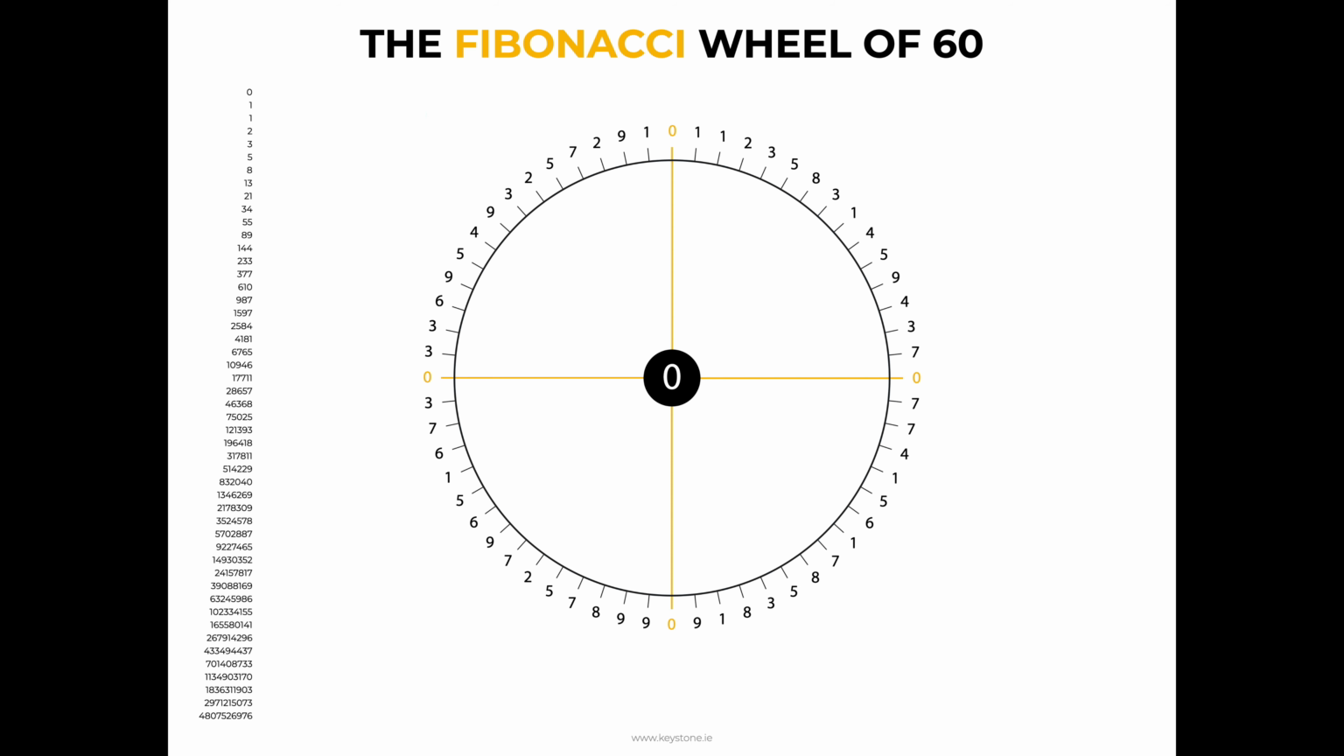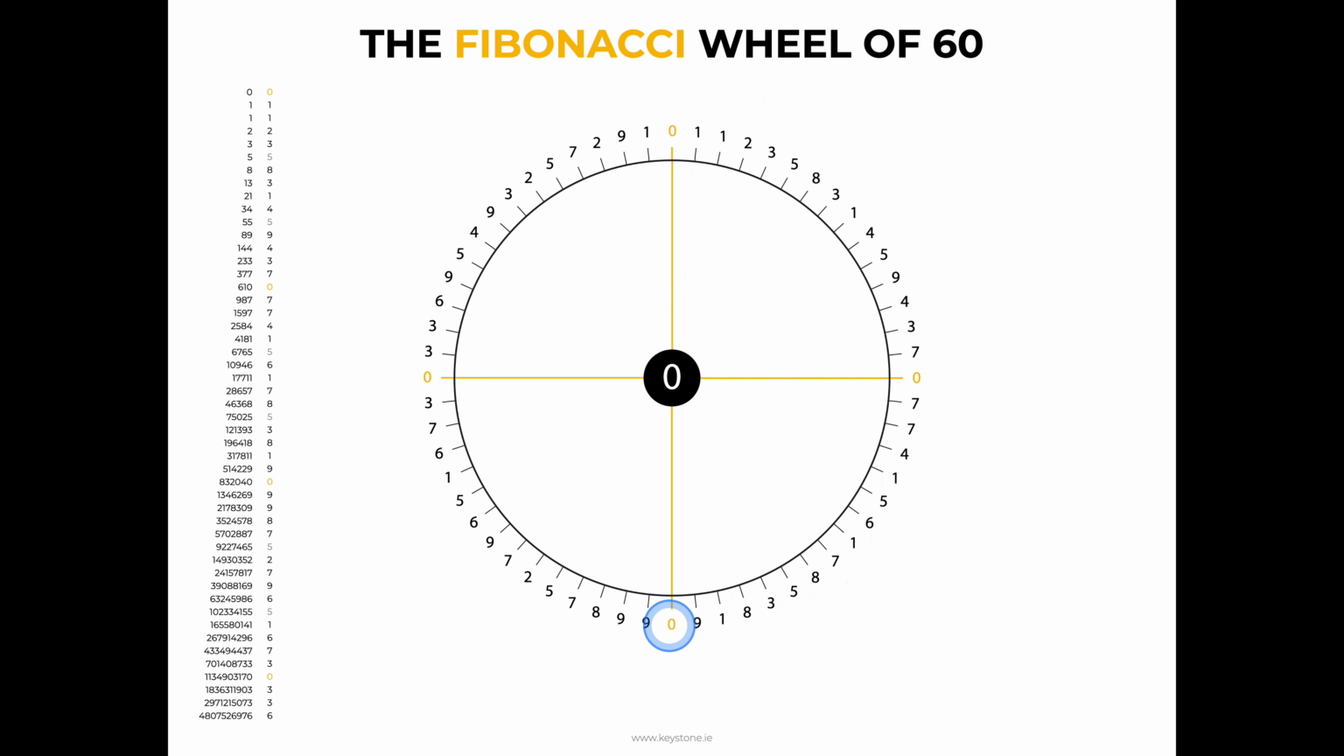Now, there is also a Fibonacci wheel of 60. And we find this wheel by taking the Fibonacci numbers and taking the last digit in each number. Okay, so the last digit is 1, 1, 2, 3, 5, 8, and 13 is 3, 21, 1, 34, 4, 55, 5, etc. And we've taken these up to 4.8 billion. Now, when we map this around the wheel, we get a repeating pattern of 60.